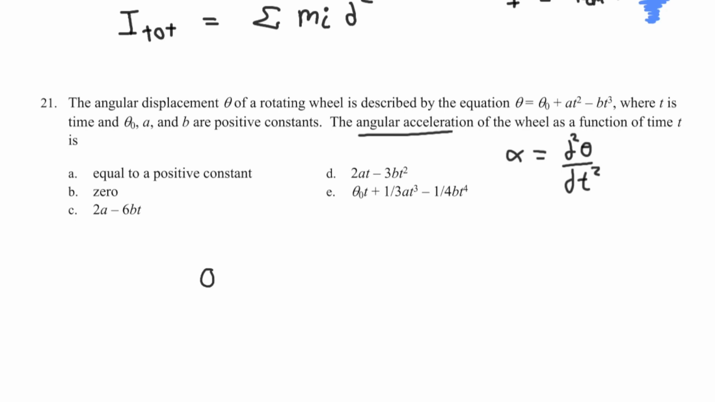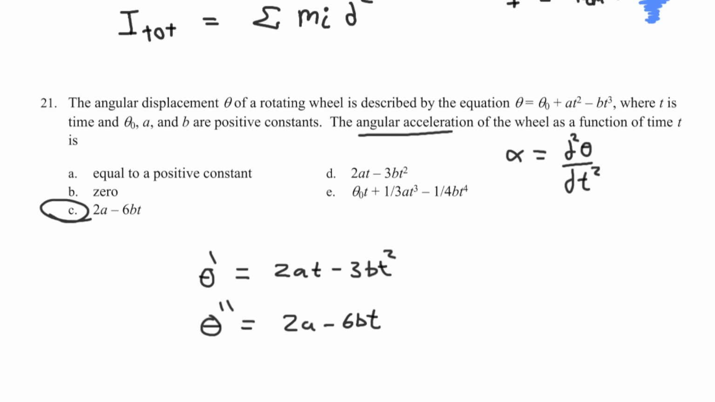So one derivative, we get 2at minus 3bt squared. And two derivatives, we get 2a minus 6bt. That's choice C. Because again, this is omega and this is alpha.